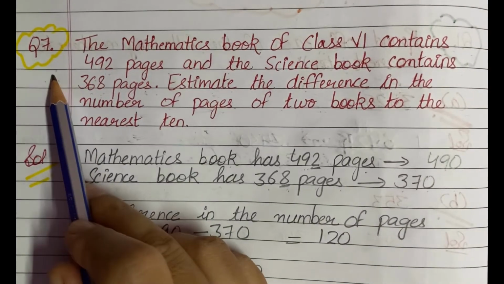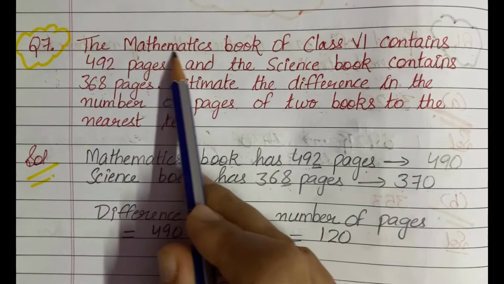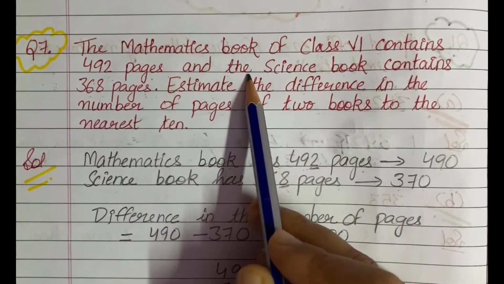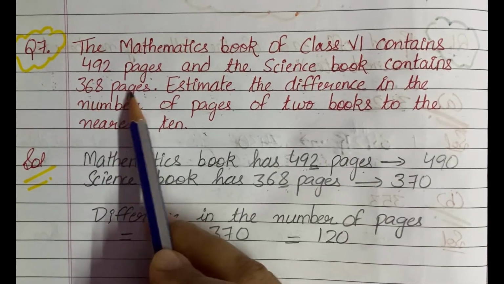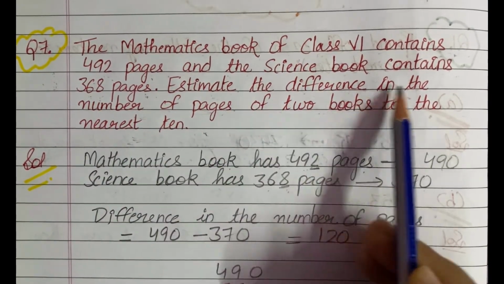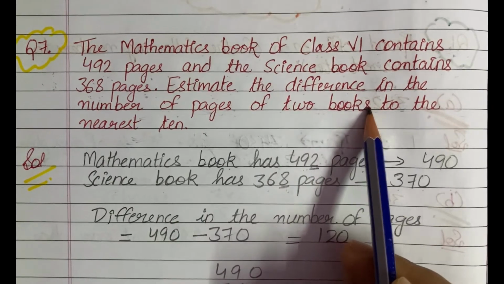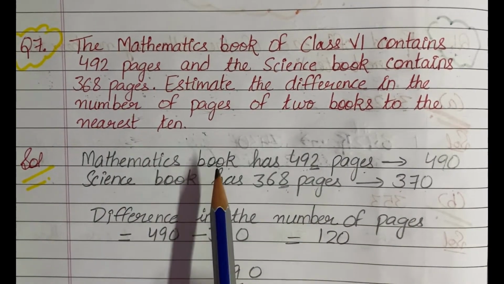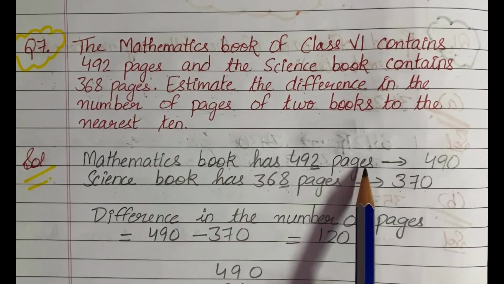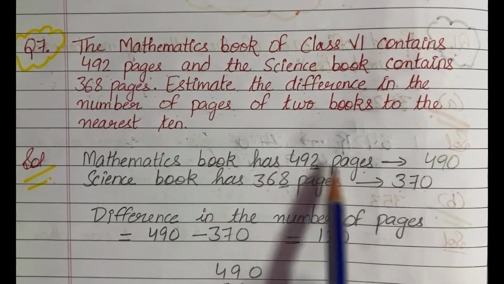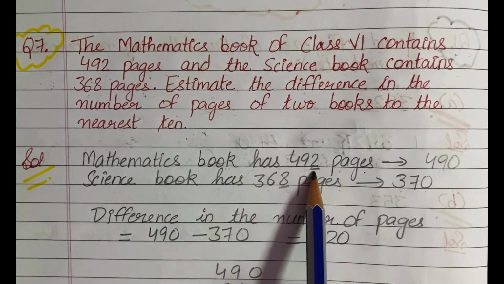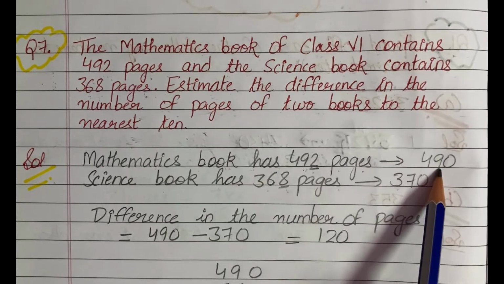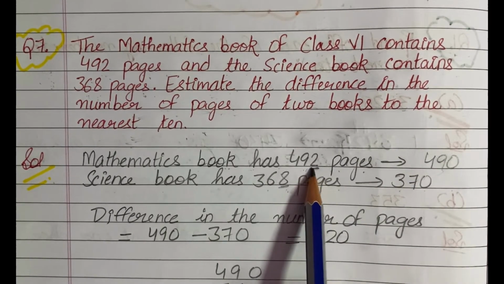Next is question number 7 and question number 7 says that the mathematics book of class 6 contains 492 pages and the science book contains 368 pages. Estimate the difference in the number of pages of two books to the nearest tens. Now students, in the solution first of all we will round off the number of pages in mathematics book and the number of pages in mathematics books is 492 and its round off to the nearest tens is 490 since we are having 2 at the ones place.